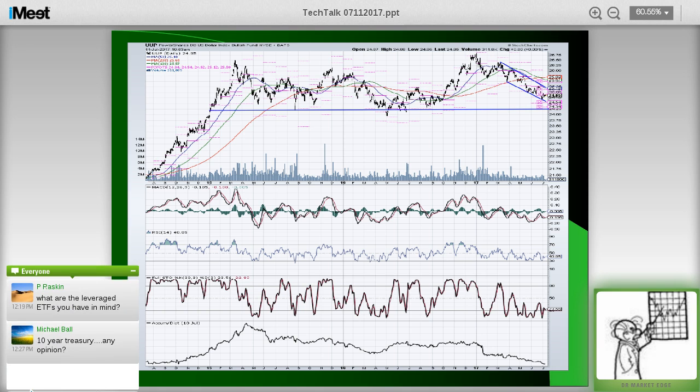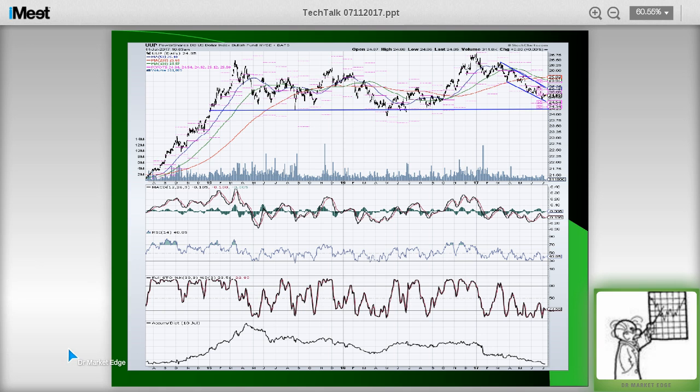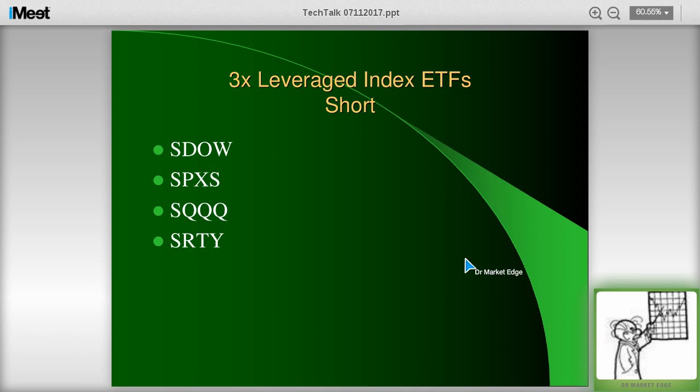Okay, go ahead and put your questions in. I see a couple coming in right now. What are the leveraged ETFs you have in mind? And also, Michael wants to look at the 10-year Treasury. Any opinion on that? Okay, here's the leveraged index ETFs.